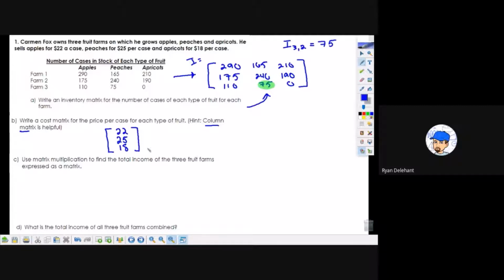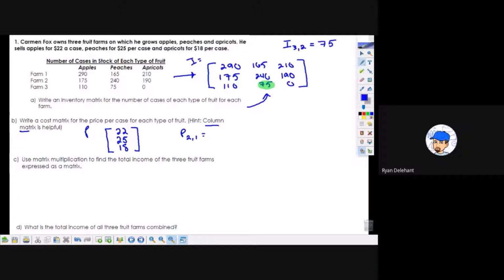So let's call this one P. What does P12 stand for? Well, I'm sorry, I did that completely wrong. 2, 1. 2, 1, because there's only one column. That's a 25. That means that our peaches cost $25 per case. Now, the reason they wanted us to use a column matrix here is we want to use matrix multiplication to find the income from each one of these fruit stands, right? If they were to sell all these products.